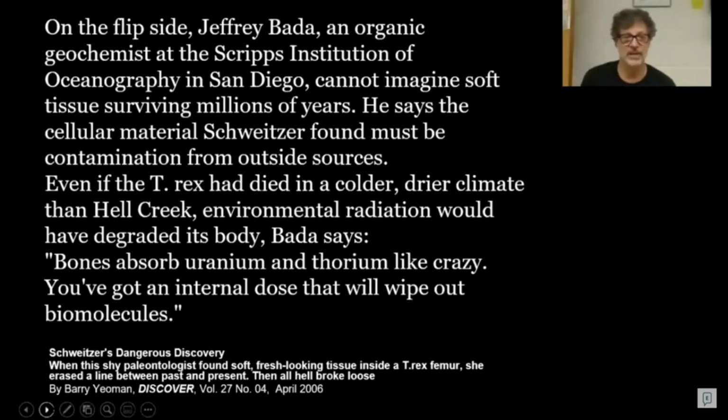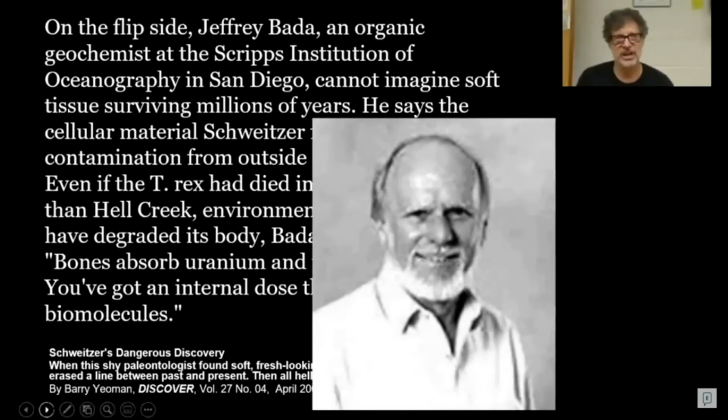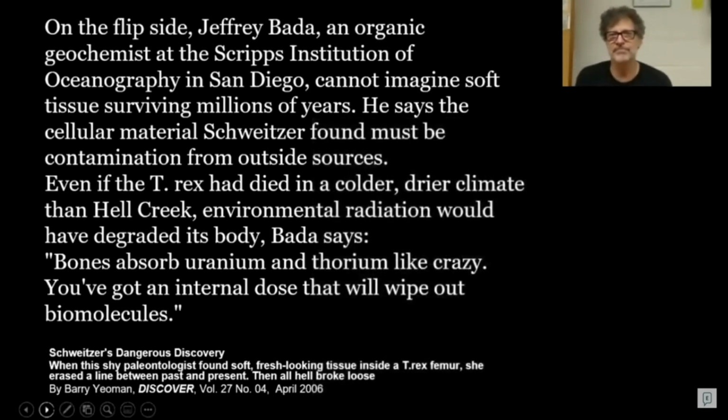Now, this is Jeffrey Bada from the Scripps Oceanographic Institute. Look at what he says. He's an organic chemist, and he says he can't imagine soft tissue surviving millions of years. He says the cellular material that Schweitzer found must be contamination from outside sources. That was his whole thing. It can't really be part of the dinosaur's body. That was one of the evolutionist spins on this.